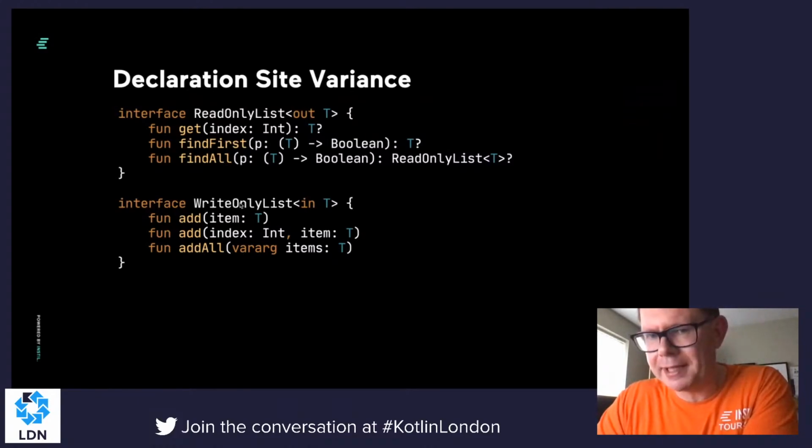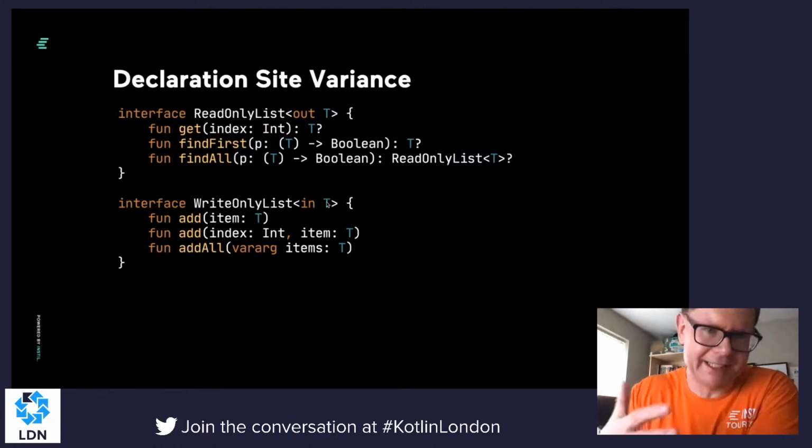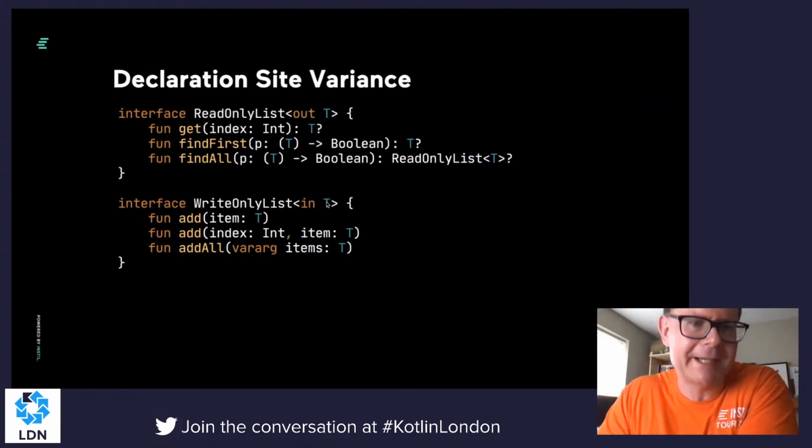And then we can go the other way. So let's say I want to have like a sink. So I want to put the operations for writing into another interface. So I can do that, and I can say in T. So now I'm saying that I'm only going to be passing values in. I'm not going to be pulling them out, okay?